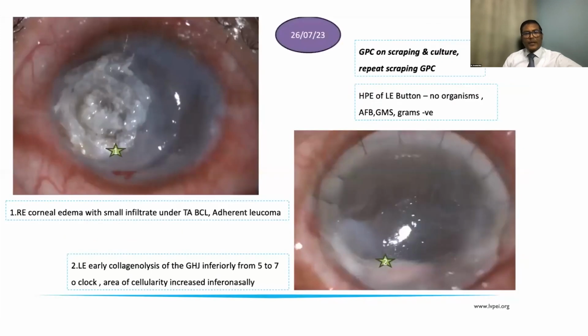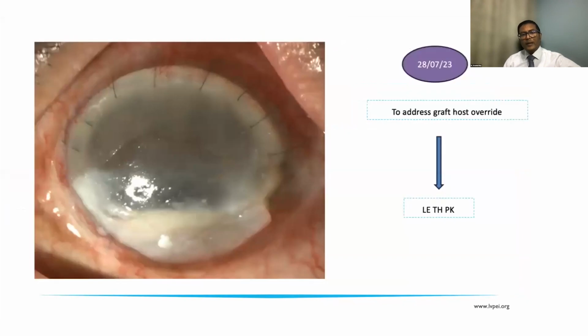So in this patient, again, a repeat scraping was performed, and we also thought that perhaps this is a time we should continue not only with the antibiotics but also continue to treat surgically this eye, and accordingly we planned to perform a therapeutic penetrating keratoplasty. This was the second or the repeat therapeutic penetrating keratoplasty in the left eye.